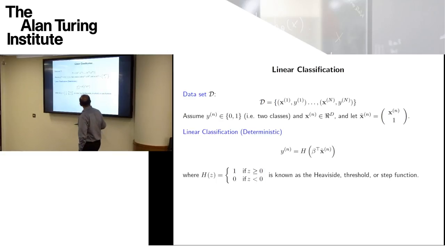Okay, so that would be a deterministic classifier. And again, for the same reason that I wasn't happy with the linear regression model when you didn't assume any noise, I'm not going to be happy with this as a model. This is not really a good model because it doesn't allow for any errors. It doesn't allow for any noise or mislabelings or anything like that. It's a deterministic model.